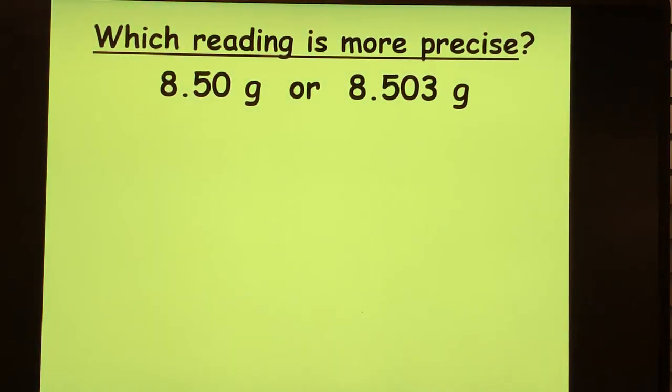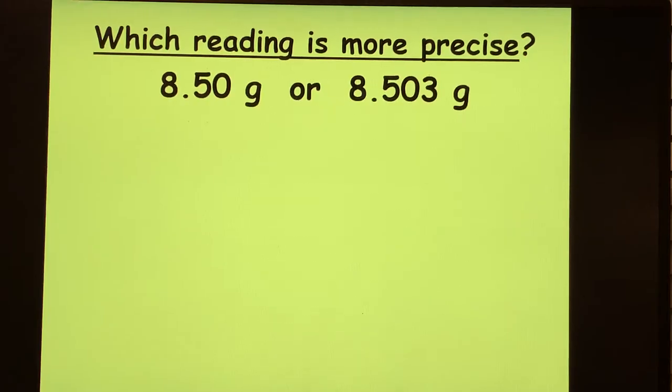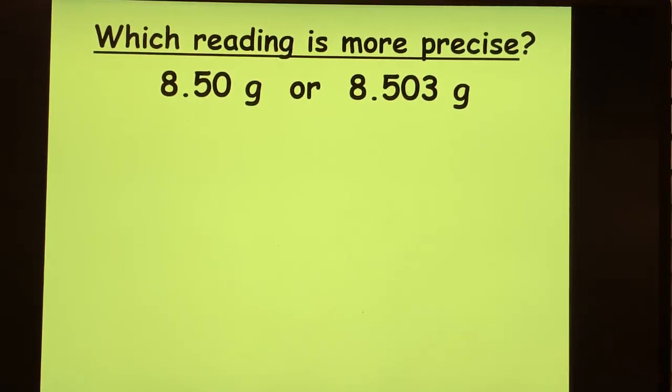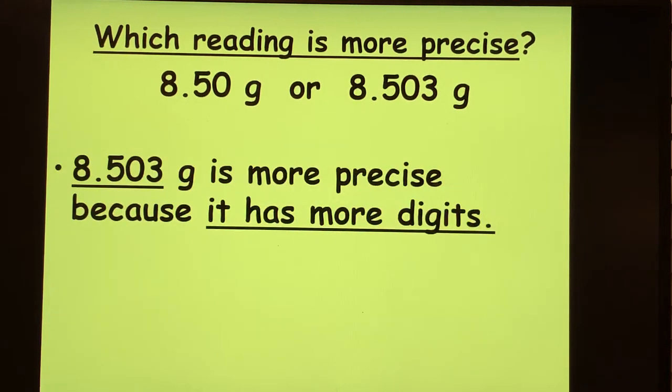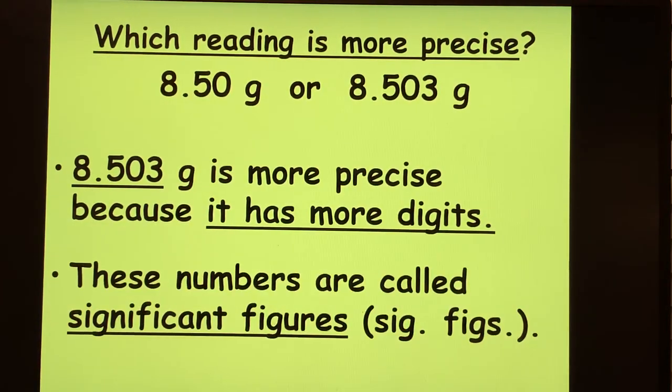So which reading is more precise? 8.50 grams or 8.503 grams? Which one is more precise? The 8.503 grams, because it has more digits. And that means that the instrument that was used to measure that was able to measure to the thousandths place rather than to just the hundredths place, like in the first number. Now, these numbers are called significant figures.